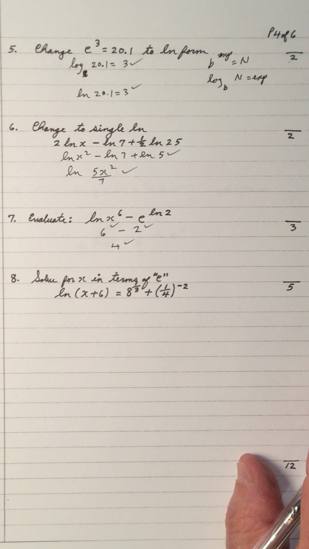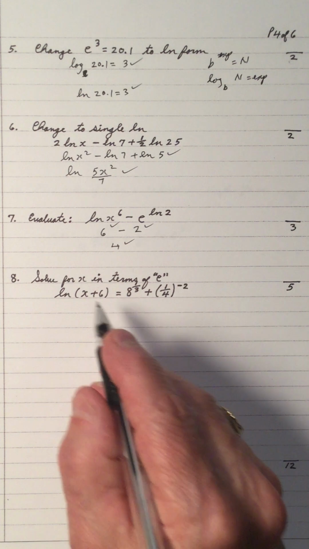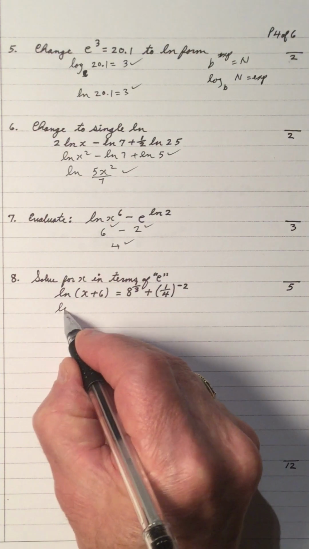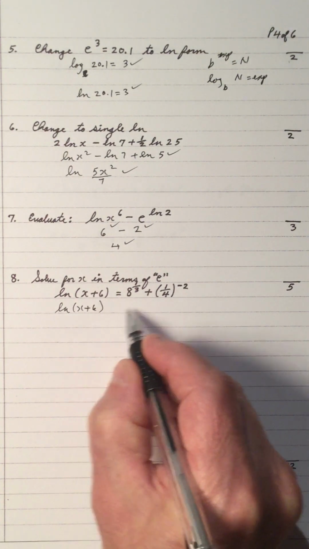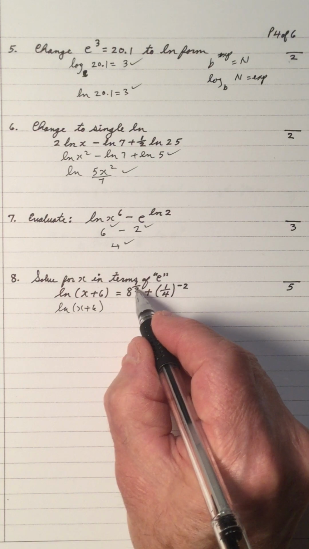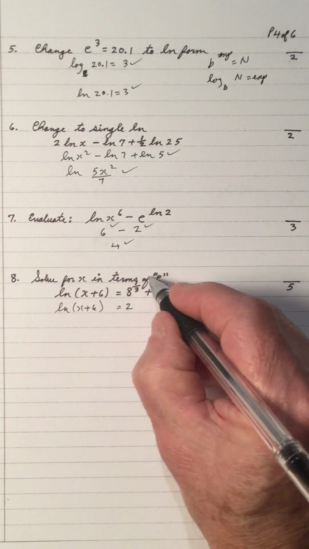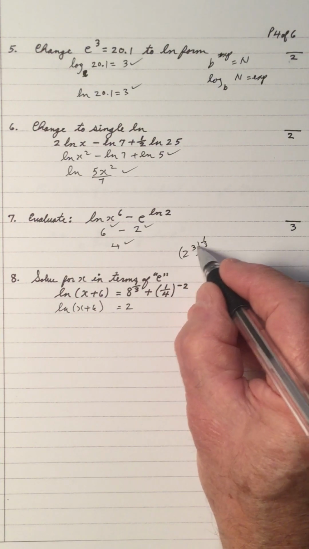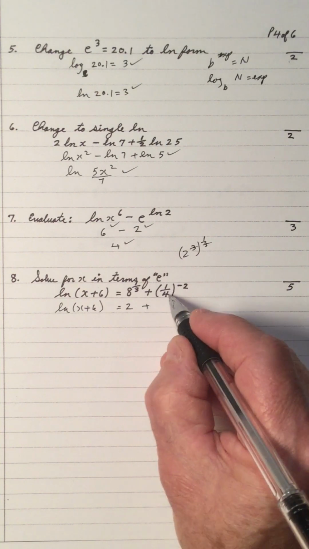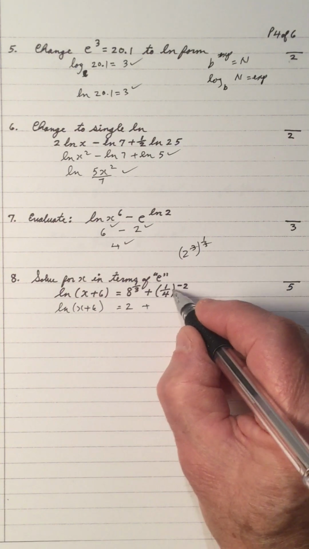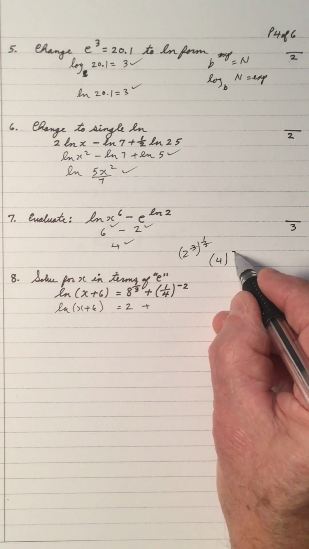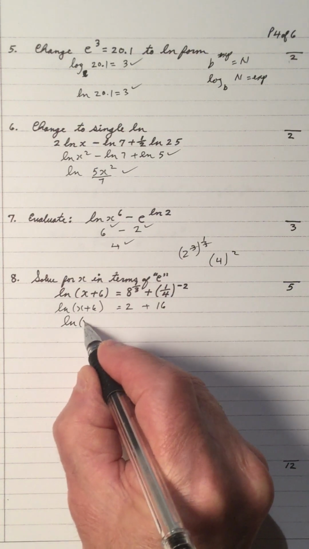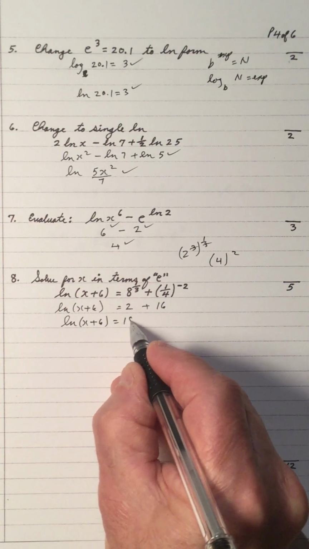Number 8, solve for x in terms of e. So what do we have? We have a ln, and the right side can be simplified. So the ln of x plus 6. This is 8 to the 1/3. The cube root of 8 is 2, or 8 to the 1/3 is the same as 2 cubed to the 1/3. You multiply these two, they cancel, you get a 2. 1/4 to the negative 2 is the same as 4 to the 2, because the negative flips the fraction, and that gives you 16. So this is the ln of x plus 6 equals 18.